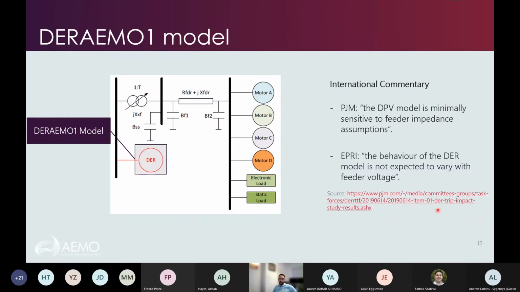However, international studies have also shown, in this case, the PJM, which is a regional transmission organization in the US, says the DPV model is minimally sensitive to feeder impedance assumptions. And EPRI says the behavior of the DER model is not expected to vary with feeder voltage. So perhaps the way that we've got it modeled here is okay, and we don't need to split it across this utility distribution bus and the load bus, but we will be testing that out in future studies.